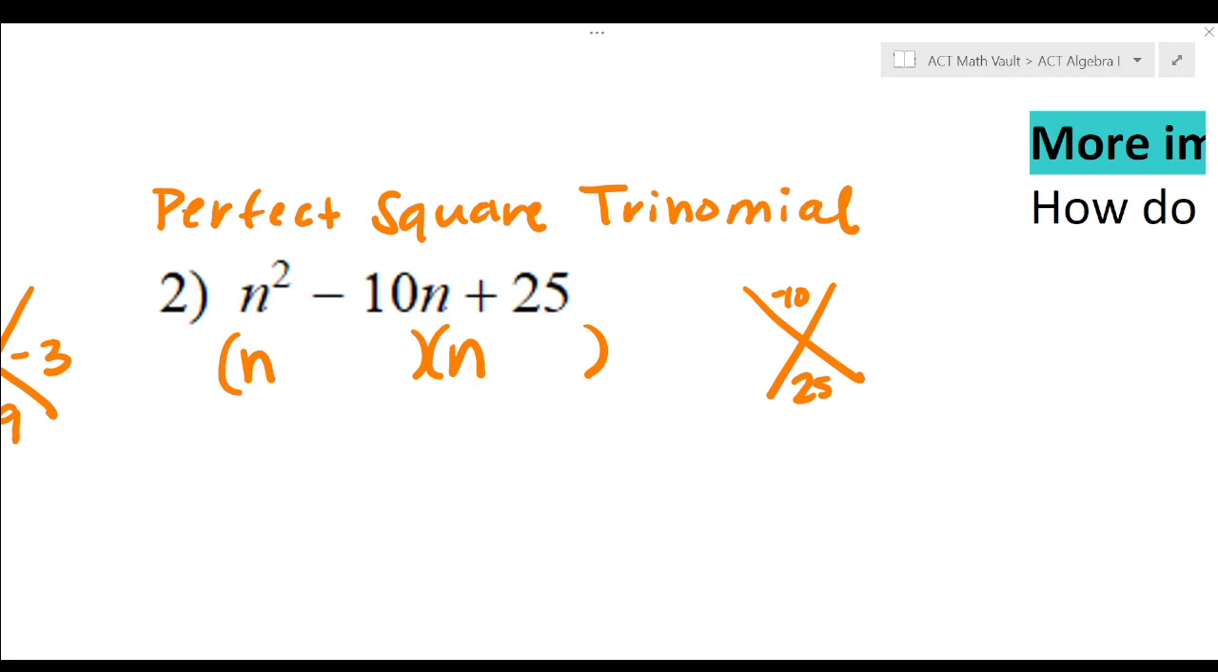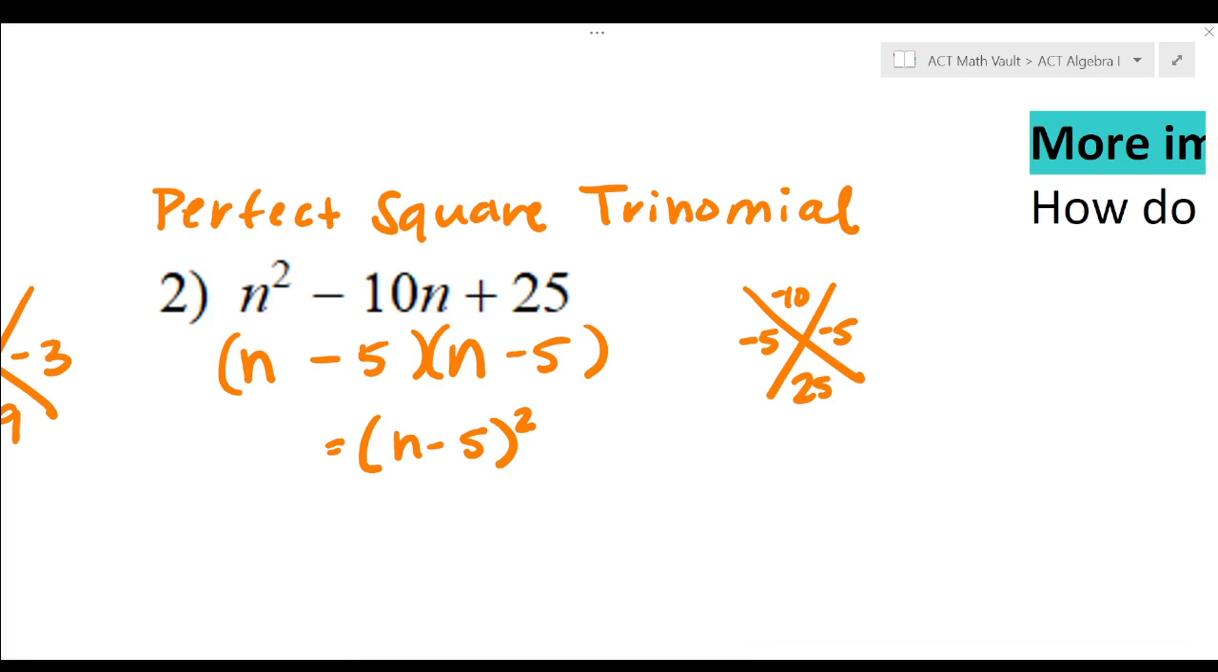The square root of that is 5, but I know that they need to add to -10. And so these numbers will be -5 and -5, n minus 5, n minus 5. And the way that you report your final answer is that binomial squared.